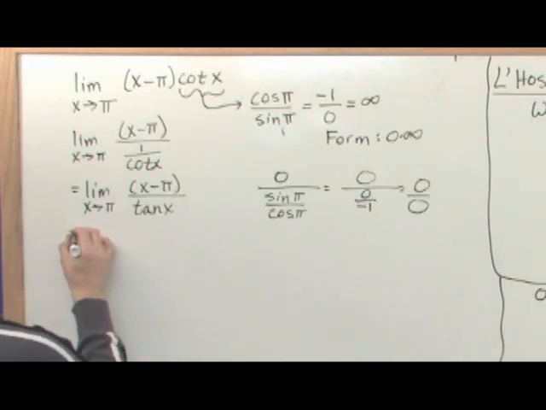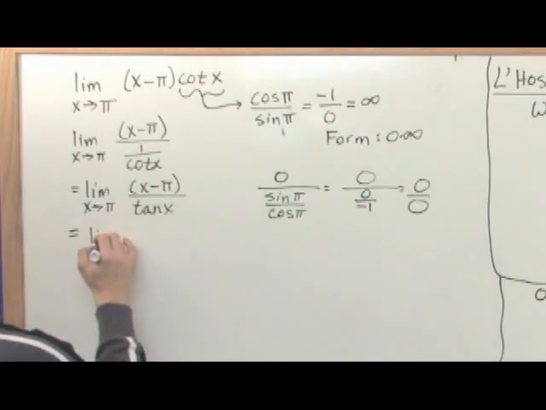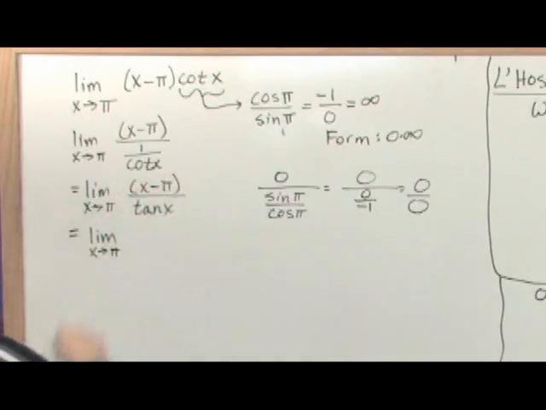So after we've done all of that, we just do it. Limit as x goes to pi. Now, what is the derivative of the top? X minus pi, take the derivative, is just going to be 1.